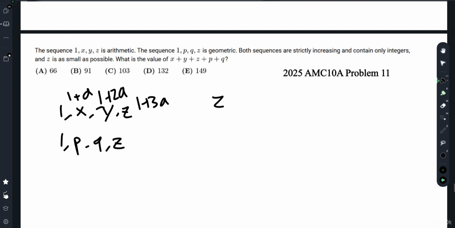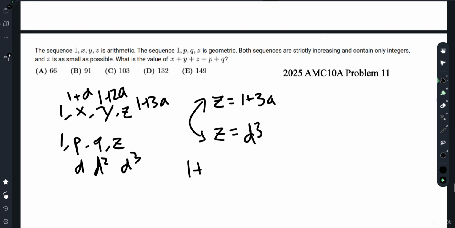So let's write that down. Z is equal to 1 plus 3A. We can use this information because there is Z in both sequences. Now let's see the geometric sequence. We know geometric sequences also have a common factor in them, like it will increase by the same factor each time. Let's set this factor to be, for example, D. Then P would be 1 times D, which is D, Q would be D squared, and Z would be D cubed. So Z is equal to D cubed. Because they both have Z, we can just set 1 plus 3A is equal to D cubed.